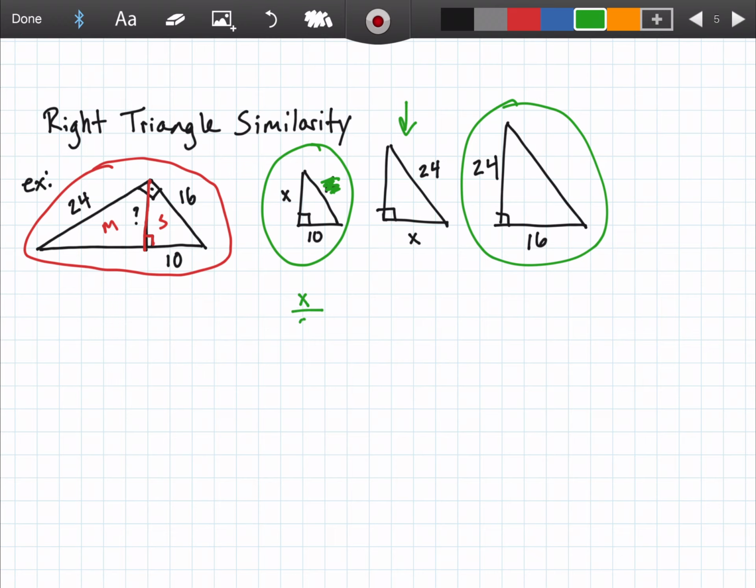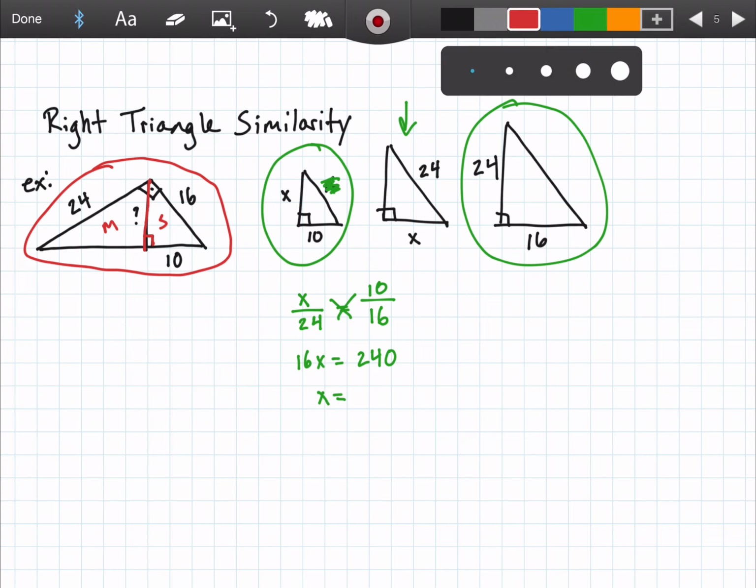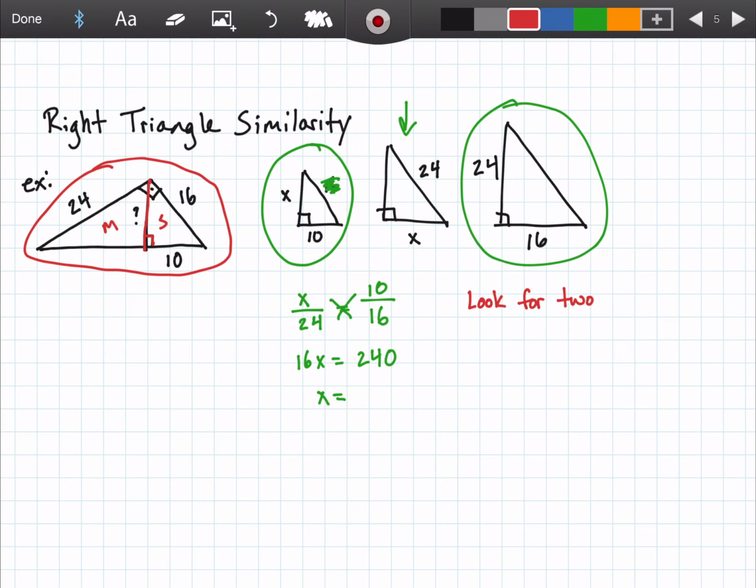So I could see x over 24 equals 10 over 16. And now I'm just going to cross multiply, so I get 16x equals 240. Divide both sides by 16. And you get some answer. I don't have a calculator next to me, but the point is we know how to do that. So, moral of the story, look for two triangles that have the same sides labeled. That's everything big from Unit 7.